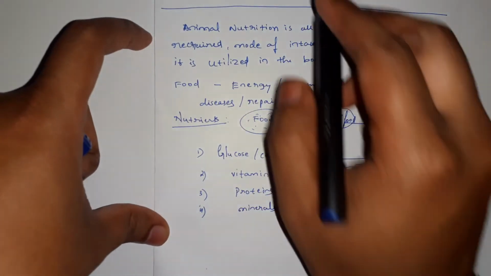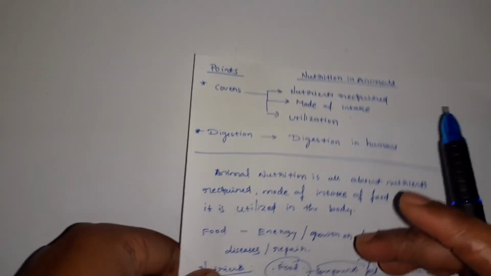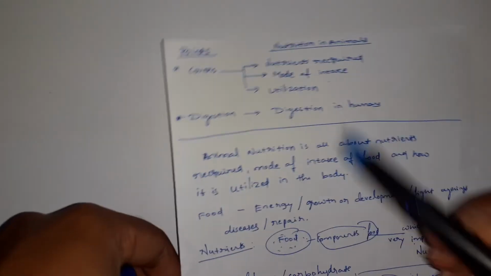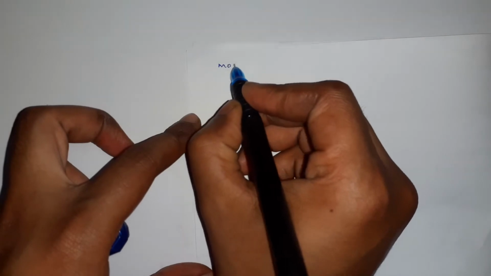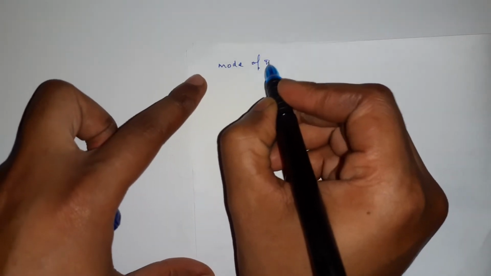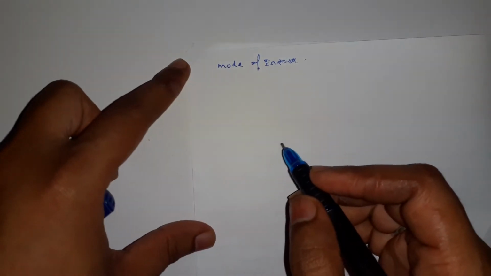Okay, nutrients required. Let's come to the second point, mode of intake. What do you mean by mode of intake? How the food is consumed. Mode of intake: how food is consumed?